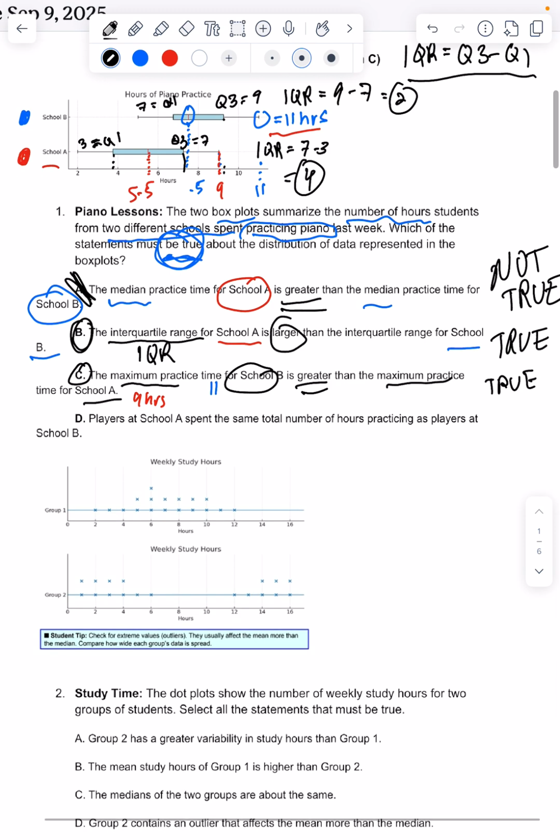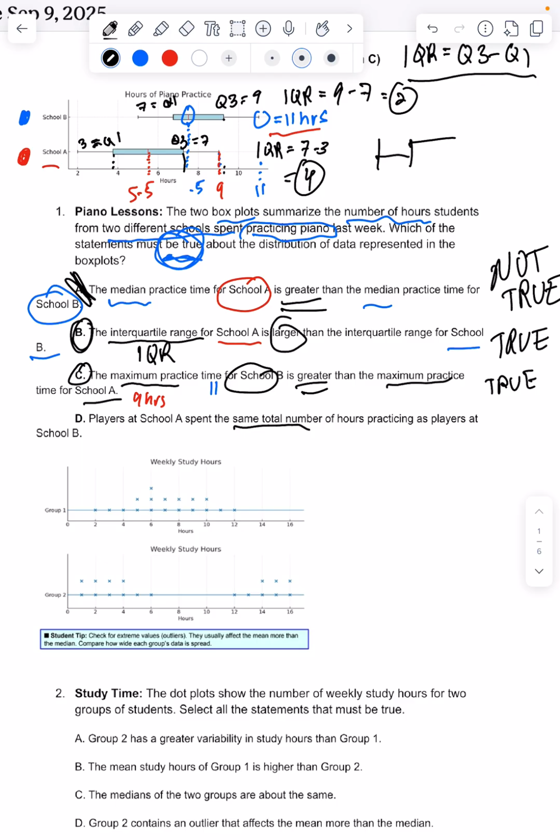And then lastly, players at school A spend the same total number of hours practicing as school B. Well, in this case, we would need every single data point in order for us to know how many hours they actually spent. In this case, we only have the box plot, right?